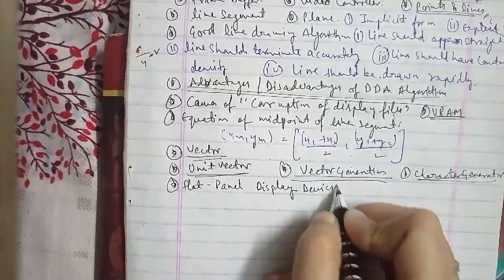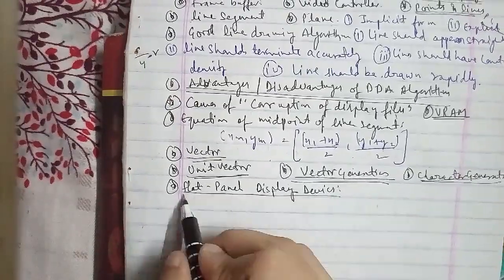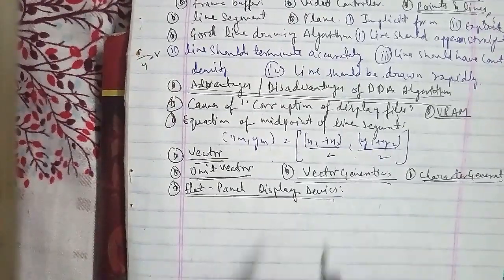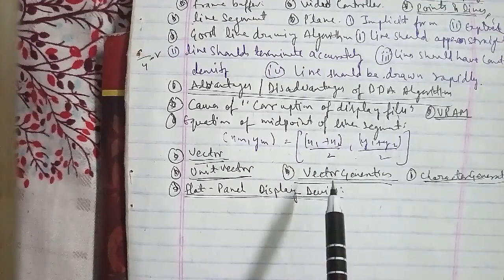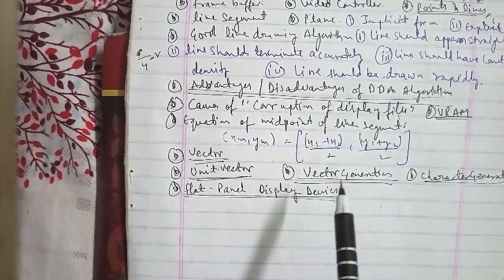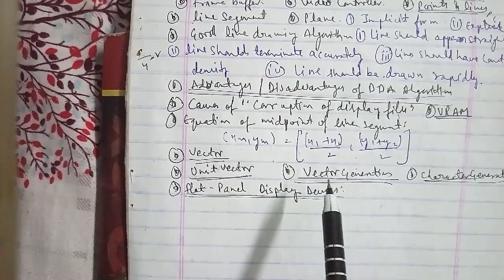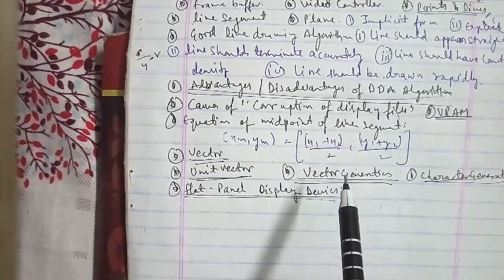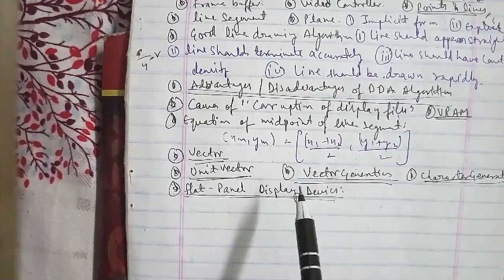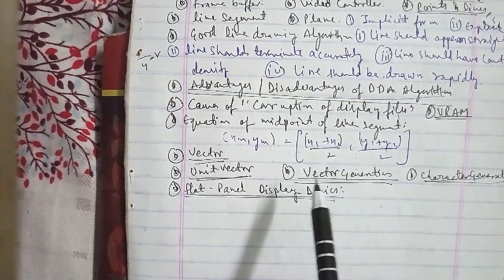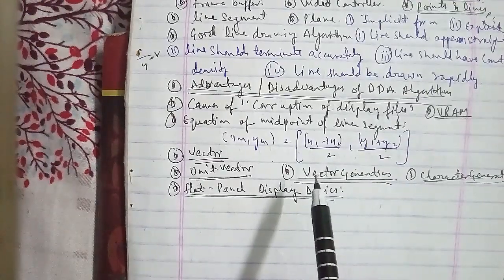In the flat panel display devices here, it refers to a class of video devices that have reduced volume and weight and power requirements compared to the CRT. And a significant feature of flat panel displays is that they are thinner than the CRTs as well.